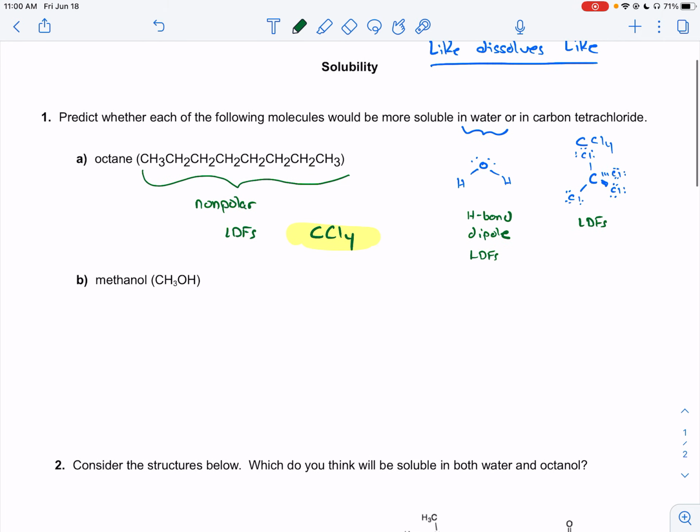For methanol, when we look at our methanol molecule, and if you need to, draw out the Lewis structure. It'll help you see things. We can draw this out, and now we can see this can hydrogen bond, has a dipole, and then has LDFs. But the key is the hydrogen bond and the dipole. So because of this, we're going to say it's more soluble in water.